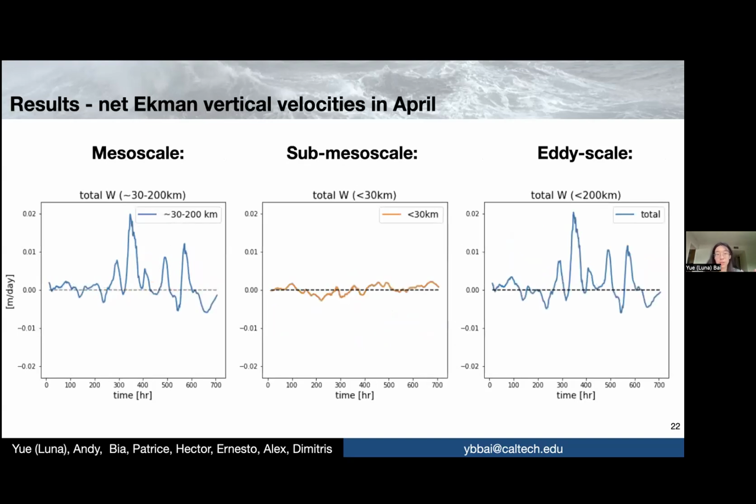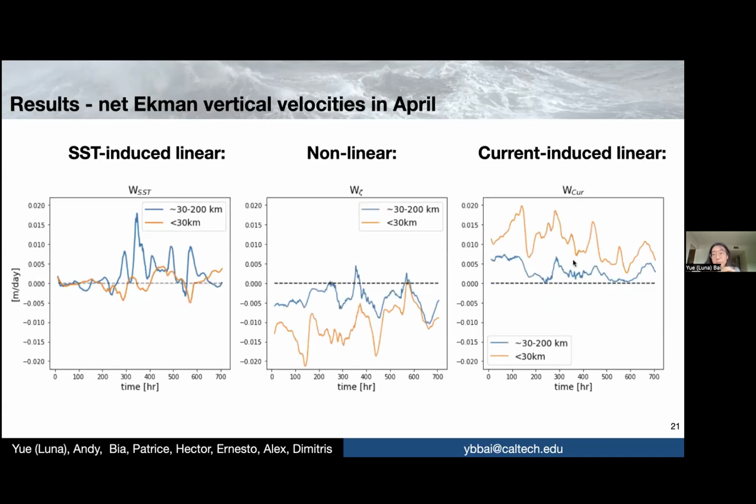And what if we look at just mesoscale or sub-mesoscale for all of these vertical velocities added together? For the mesoscale, we can see that this time series is mimicking the SST-induced linear Ekman vertical velocity time series a lot. And that's not quite surprising because we know that at the mesoscale, it is the SST-induced vertical velocities that are dominating. The mesoscale nonlinear and mesoscale current-induced linear are very small or of secondary importance.